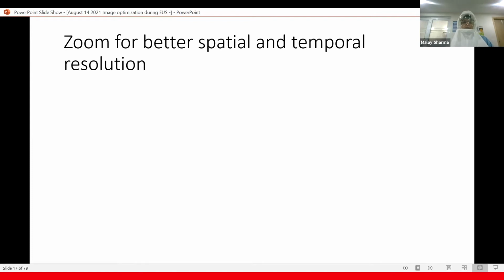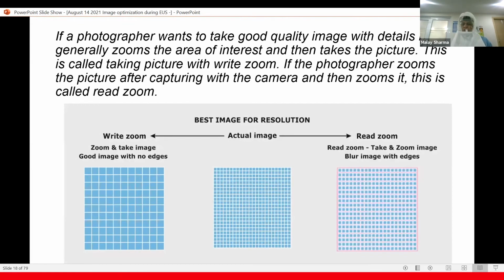So we have to zoom for better spatial and temporal resolution. And there are 2 kinds of zoom. One is write zoom, second is read zoom. In this case, we used the write zoom rather than the read zoom. The write zoom is actually zooming while doing it. Read zoom is that you record it and then zoom it. So if you want good quality of image, as seen in this case, you must do write zoom, not read zoom.